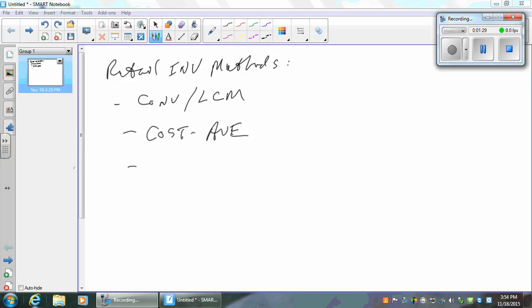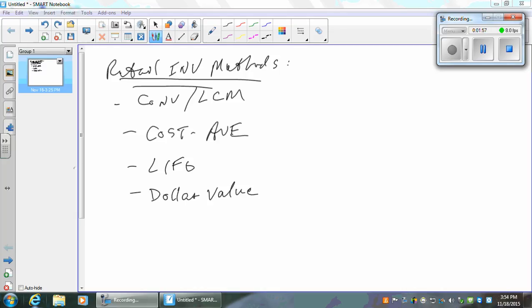LIFO. Now, the thing about these two is conventional and cost are sort of FIFO, sort of average. So in your notes to financial statements, you'd probably say you were average, which approximates FIFO or something. Or you can use LIFO. And then there's one other one. What's that? Yeah, retail dollar value LIFO. So all these are retail.